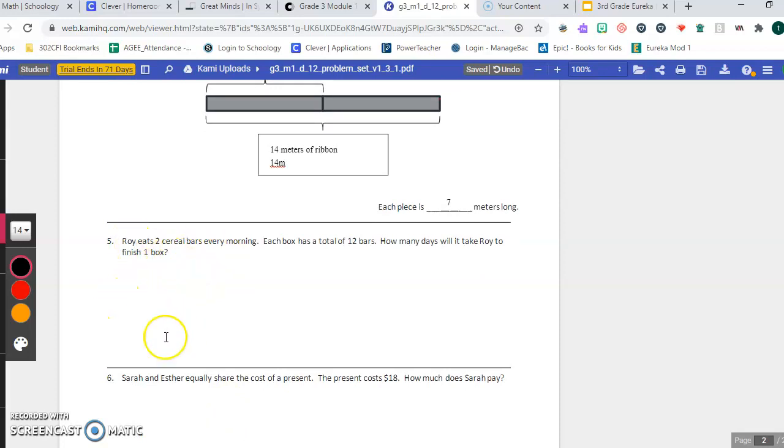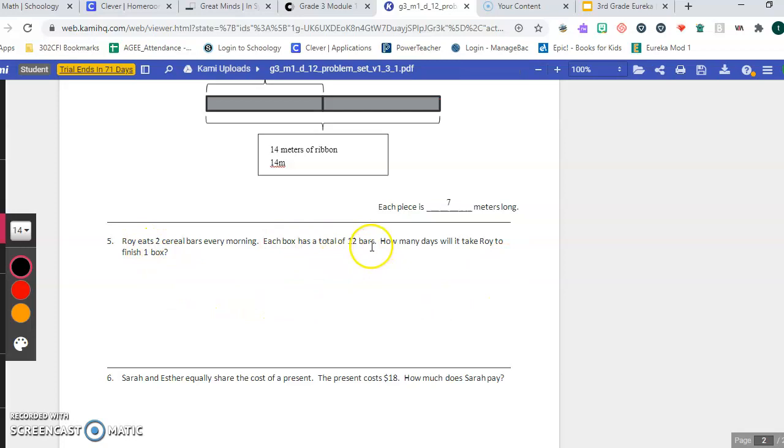Okay, so Roy eats 2 cereal bars. We're in number 5 now, and I'm trying to get these done really quickly. I only have 15 minutes total to give you these problems. Roy eats 2 cereal bars every morning. Each box has a total of 12 bars. How many days will it take Roy to finish 1 box?